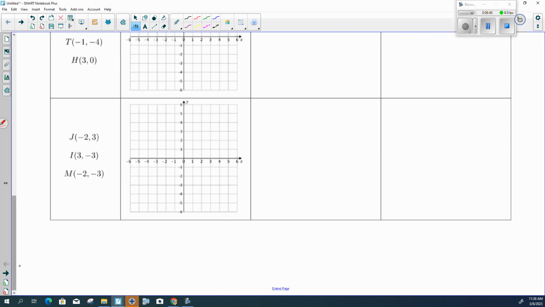Okay, I'm skipping that one for now. Going down, we can see that there's only 3 coordinates, so this is not going to be a quadrilateral. This will be some type of a triangle. Again, push pause, plot these points, come back, see if ours match.